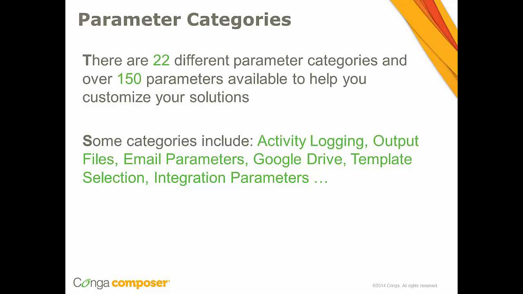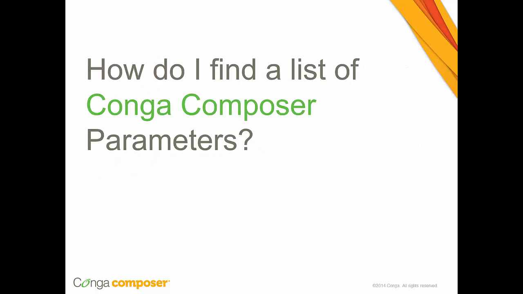In addition to having over 150 parameters, we've got 22 different parameter categories. We have them broken down in categories to further help you figure out what you're trying to do with your solutions. Some of these categories include activity logging, output file options, email parameters, saving your documents or templates into Google Drive, template selection, and integration parameters. There's a lot of helpful options available to use these parameters with.